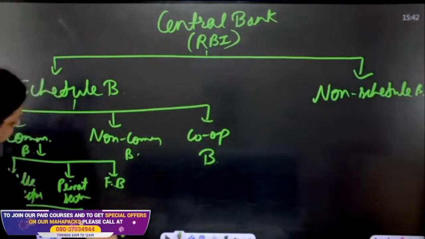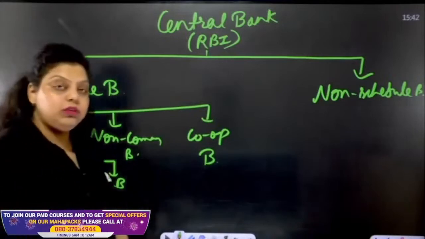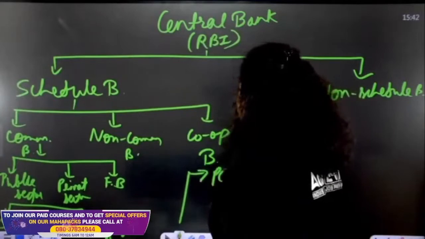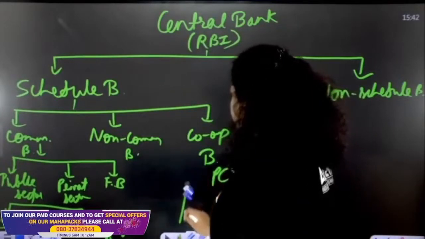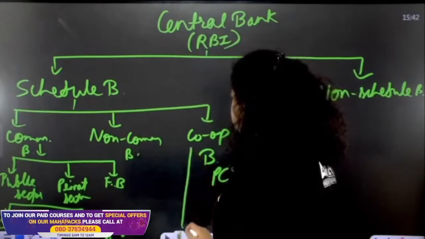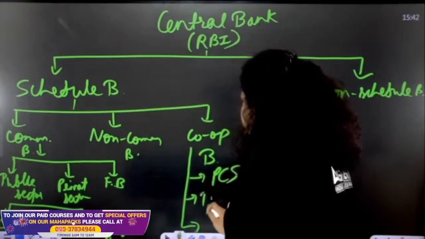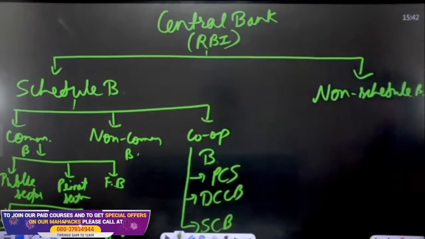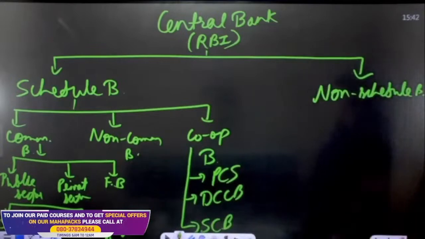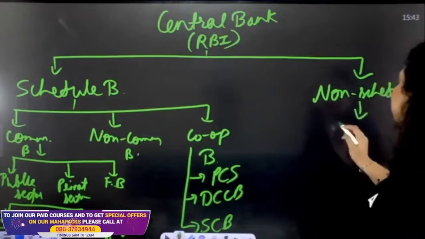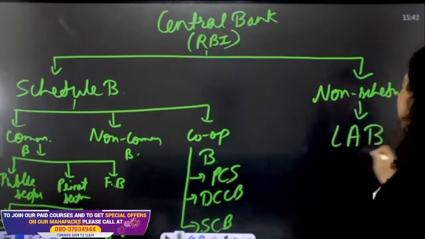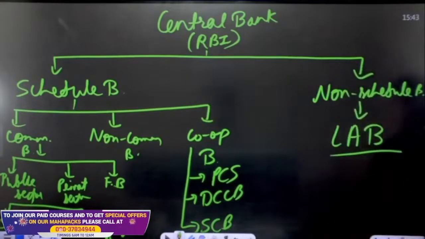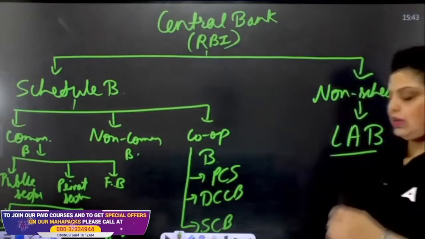Now the cooperative banks are also divided into 3 categories: primary credit society, district central cooperative bank, and state cooperative bank. So these are the 3 cooperative banks. Now the local area banks are the only non-scheduled banks in our country. Only the local area banks are the non-scheduled banks in our country. LAB means local area banks.